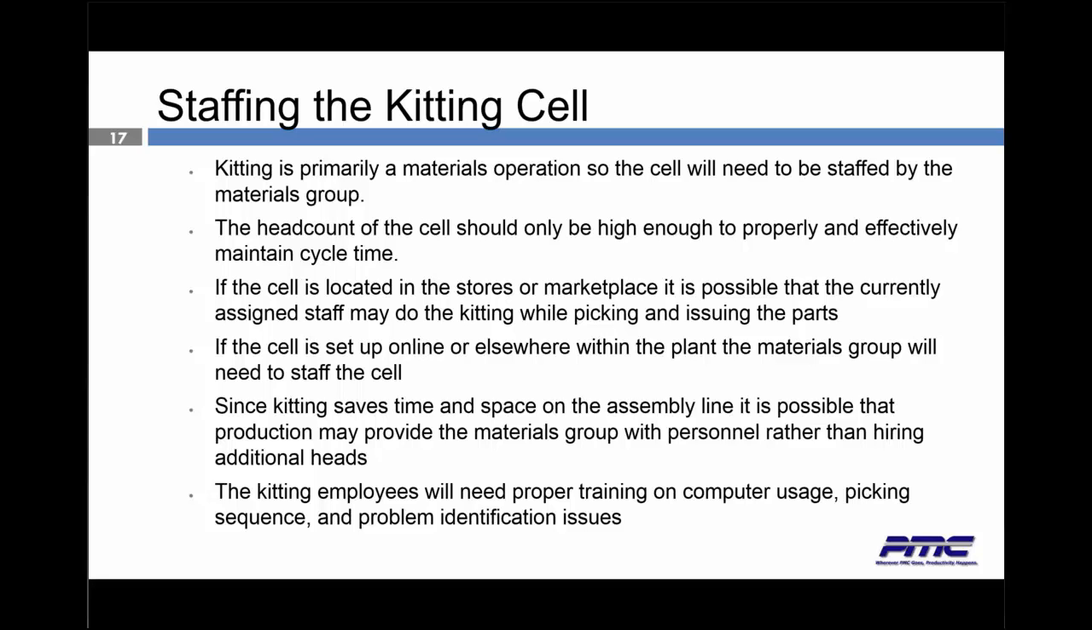If the cell is set up online or elsewhere within the plant, the materials group will need to staff the cell. Since kitting saves time and space on the assembly line itself, it is possible the production may provide materials with head count rather than hiring new head count. So if we're able to remove 20 cells from the assembly line by doing some kitting, you may be able to add people from the production group to the materials group.